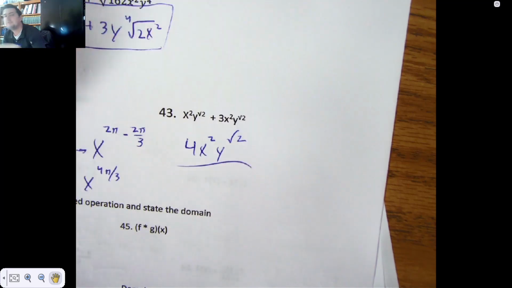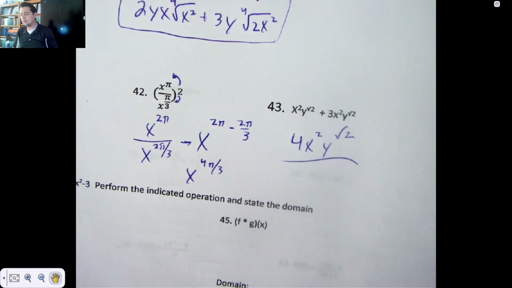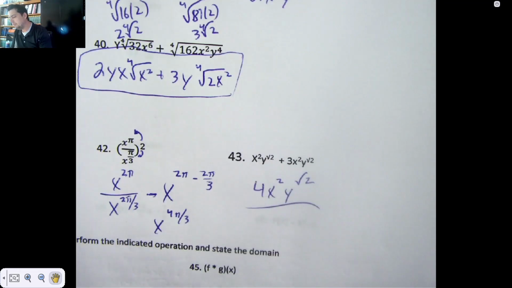Oh, those are like terms. They are. There's just 3 of them in the second grouping. So now there's 4 of them. Who cares if it looks funny? Same rules apply. And that finishes it for all the exponential part of this homework assignment, I think.